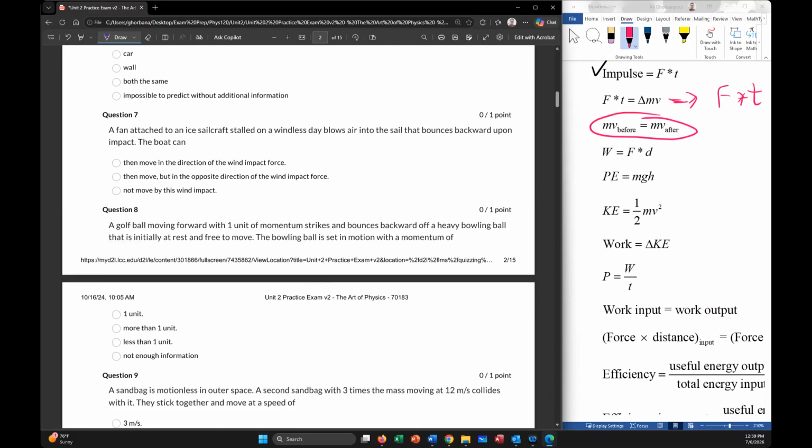So number 7. A fan attached to an ice sailcraft stalled on a windless day blows air into the sail that bounces backward upon impact. The boat can then move in the direction of the wind impact force. The boat will then move, but in the opposite direction of the wind impact force. Not moved by any wind.